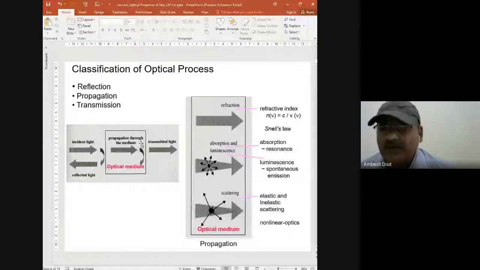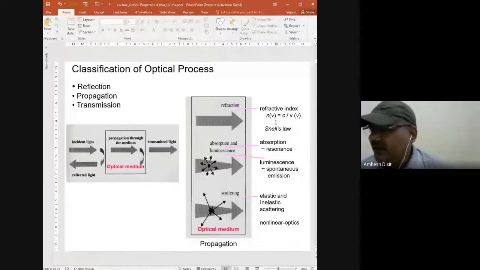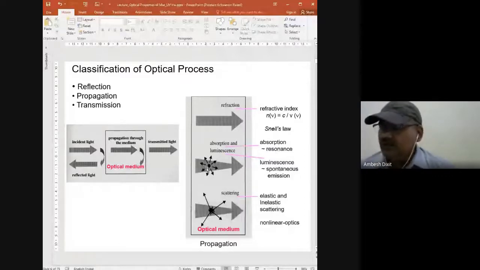If the light is propagating in a medium, then various optical phenomena can happen. One is that light is getting refracted. If light is refracted in the medium, we get a refractive index, which is the velocity of light in vacuum divided by the velocity of light in the medium. Another thing is that absorption can happen, a normal absorption or a resonance absorption. Then there is luminescence: light is absorbed, and then you get a spontaneous emission from your material.